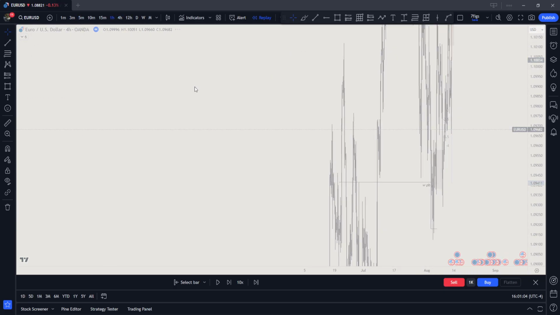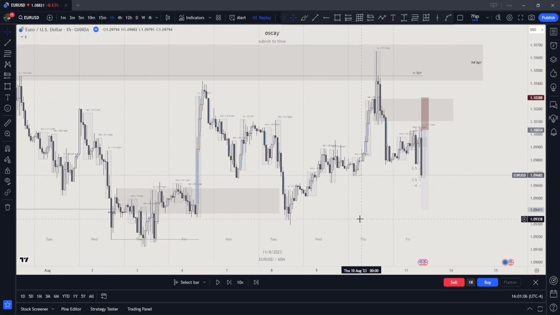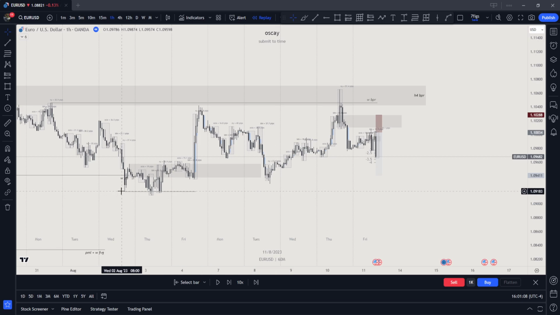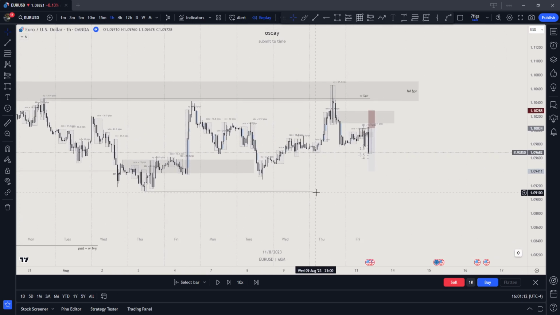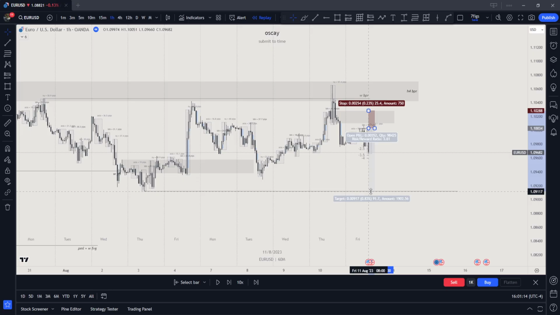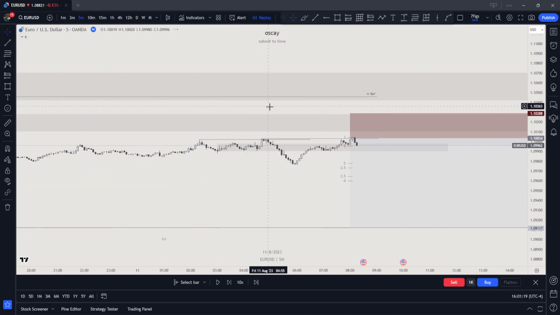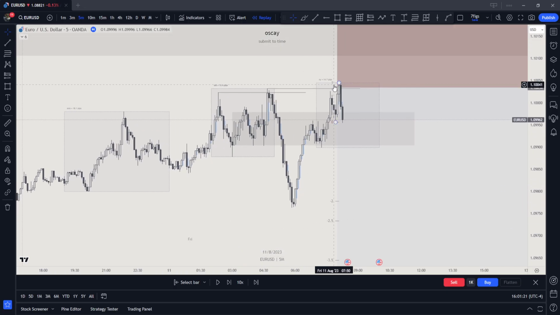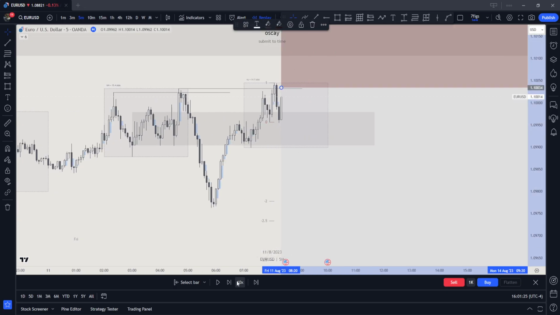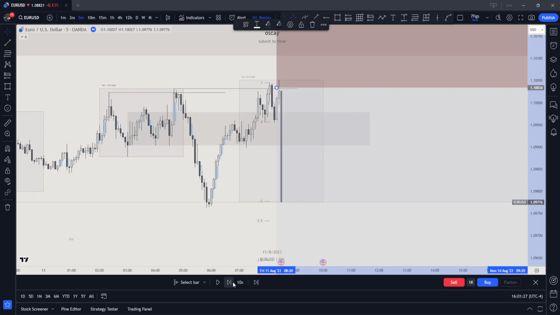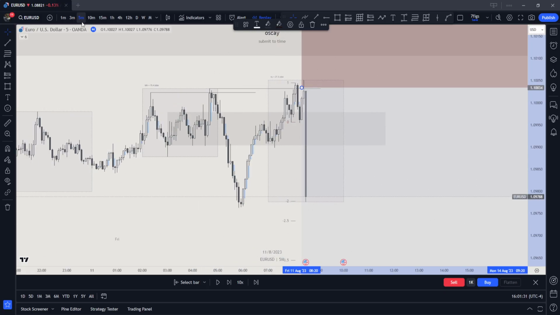And I'm gonna aim for external range liquidity right here. So that will be a 3 RR. I'm willing to take that. And if PPI delivers, we will scale in. Okay, and now we are looking for areas to scale in.